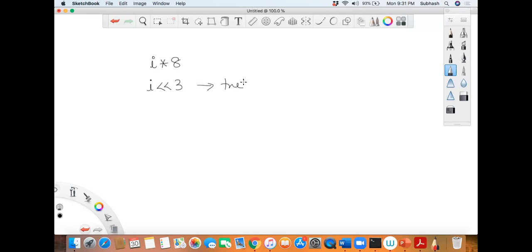B equals A plus plus is the same as B equals plus plus A. What do you think? False. It is not the same. It is false. Post increment and pre-increment are different. Yeah, correct. Now fill in the blanks.